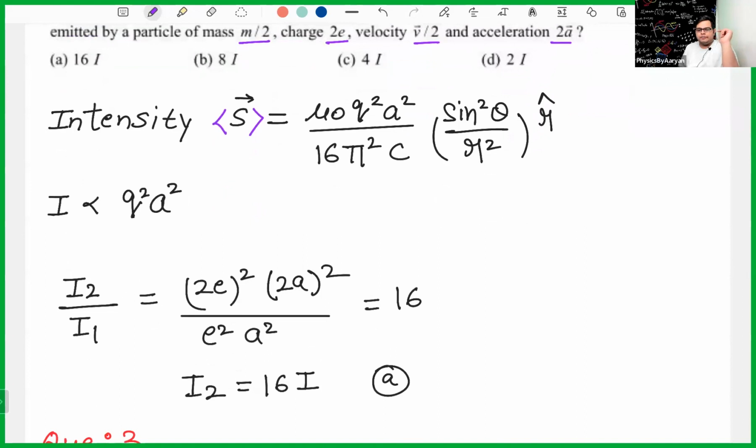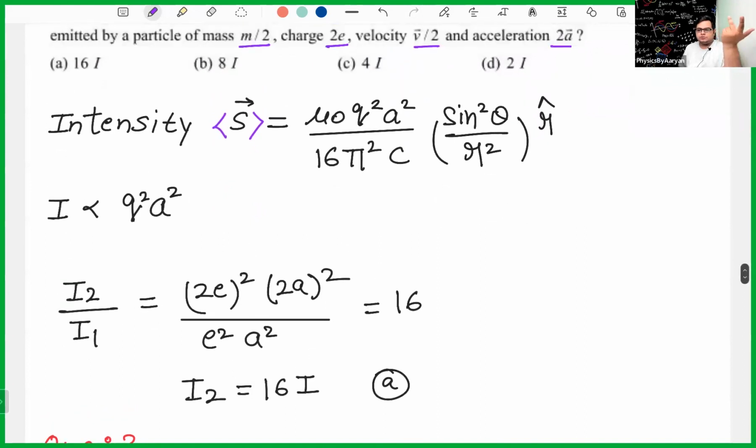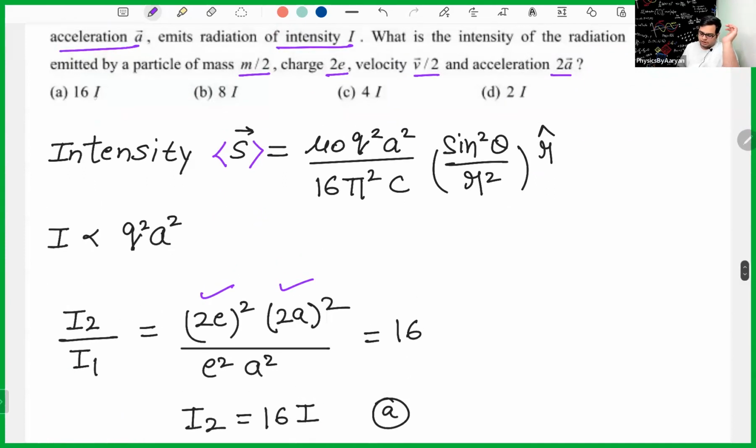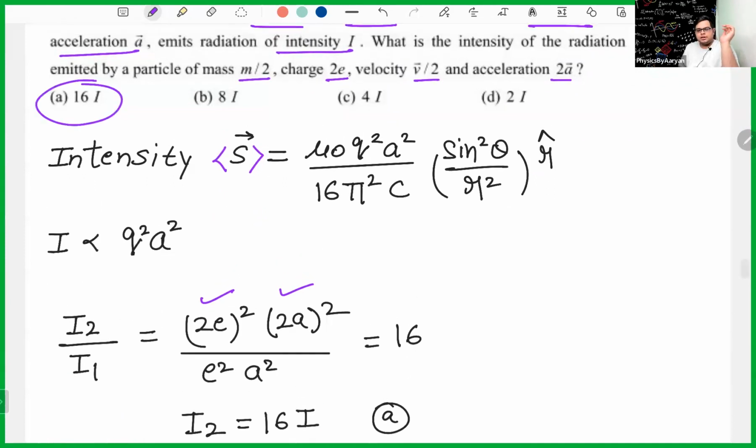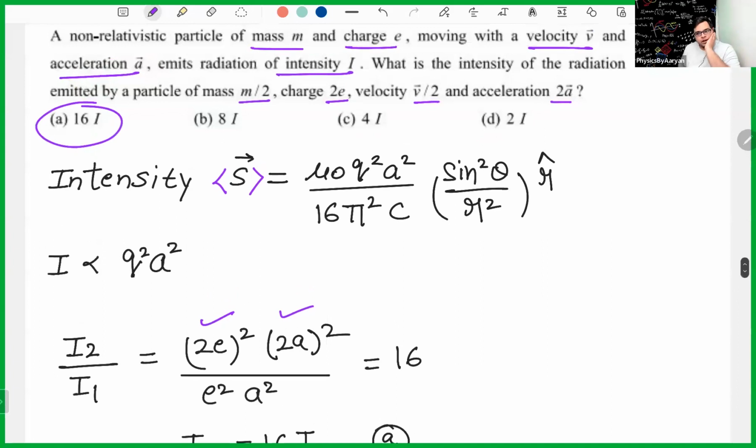So I do I2 by I1. The second charge has a charge of 2e and acceleration of 2a, divided by the first charge, which has a charge of e and acceleration of a. So 2e square 2a square divided by e square a square gives you 4 times 4, which is 16. So I2 becomes 16 times I1, and option A is correct. Done? Clear everyone?